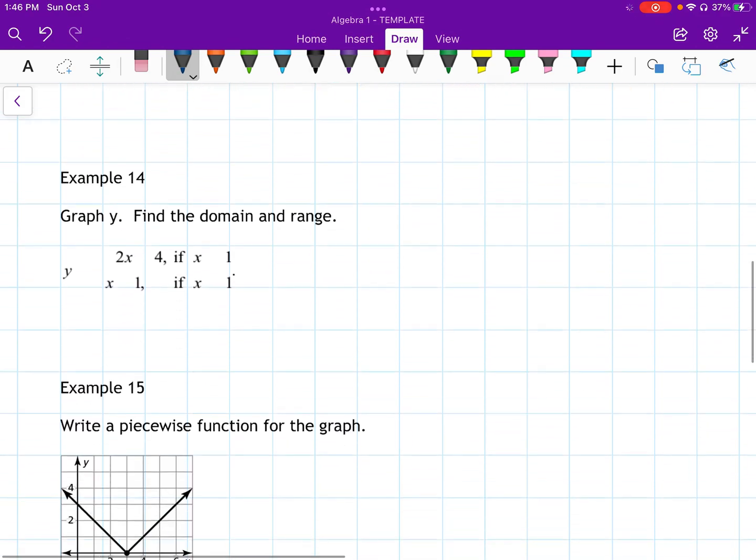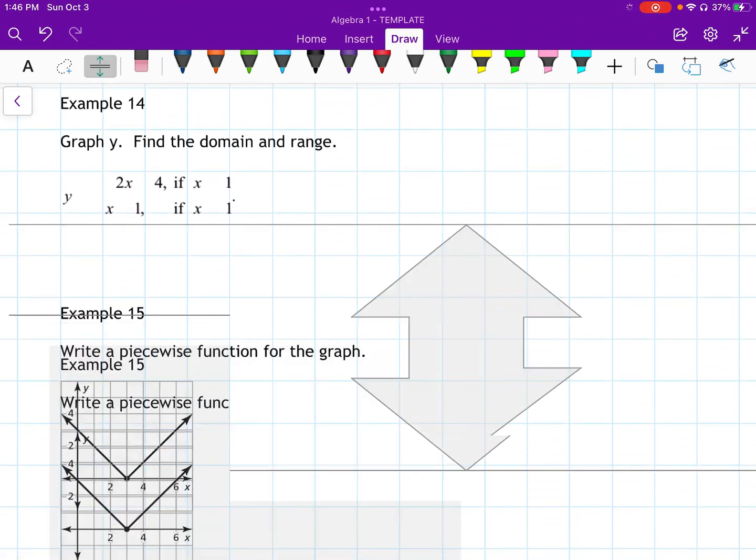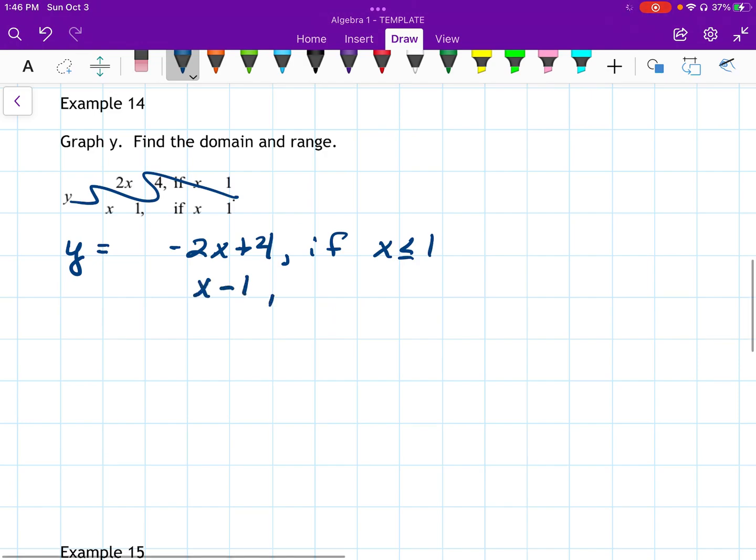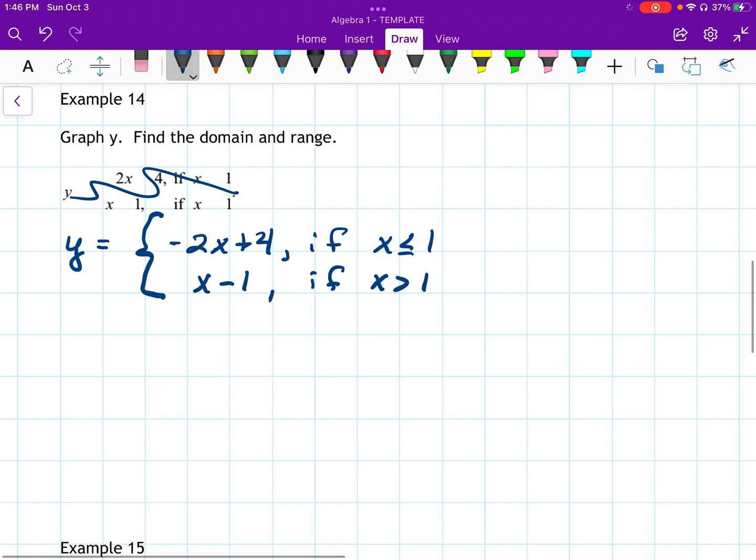All right, scrolling down, example 14. We're going to graph a function and describe its domain and range. So let me copy this down correctly. It should say y equals negative 2x plus 4 if x is less than or equal to 1, and x minus 1 if x is greater than 1. And of course, we had the little squiggly line there. All right, so we're going to graph that and describe its domain and range.